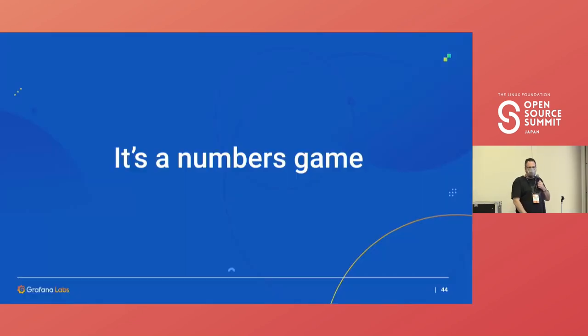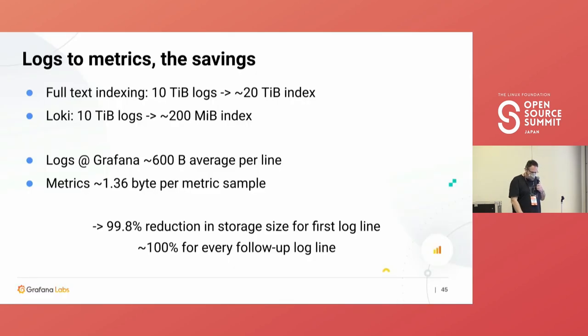So I told you that traces and profiles are really expensive, and logs and metrics are way more efficient and cheap. But let's look at just the difference between logs and metrics. Again, this is data from our own clusters with extremely large data sets. When I would be doing full text indexing of 10 terabytes of data, I would come out at roughly 20 terabytes of data with the full text index. That's not what we are doing, but that's the rough scale of what could be happening.